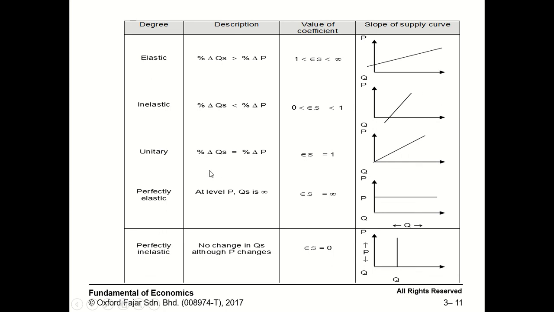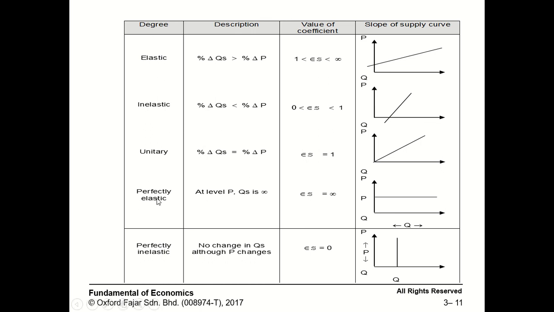Okay, and as for the unitary, it is equivalent to 1. Your answer is equivalent to 1, meaning that any percentage change in price will always equal the percentage change in quantity. For example, if price increases 1%, quantity also increases by 1%. If the price increases 20%, the quantity supplied also increases by 20%.